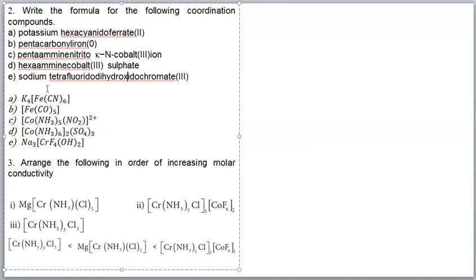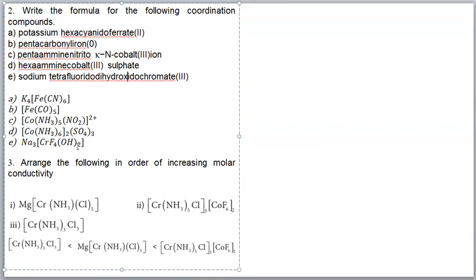Okay. Then sodium tetrafluoridodihydroxidochromate(III). So first we can write the sodium, Na. Then chromate, so Cr. Tetrafluorido, F4. Dihydroxido, so OH twice. This much in the square bracket.